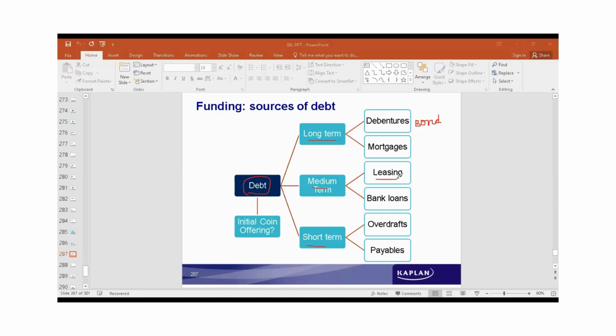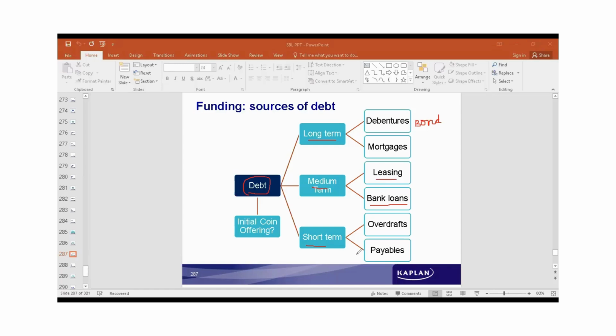So the assets can be used, and because of the leasing facility, some funds can also be enjoyed. Then we have taking up loans from the bank. Bank loans are another opportunity that is available for medium term.